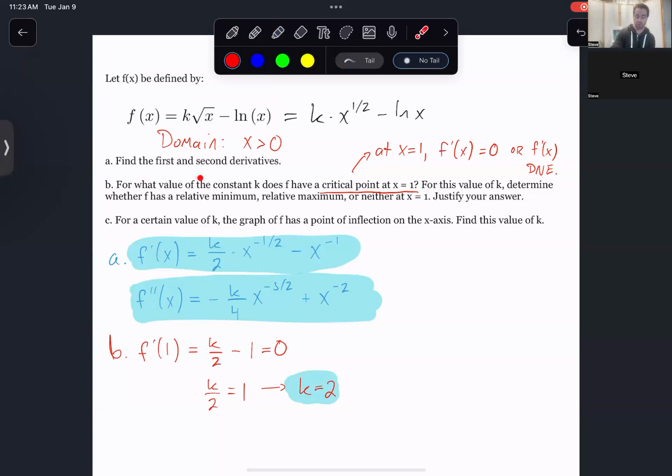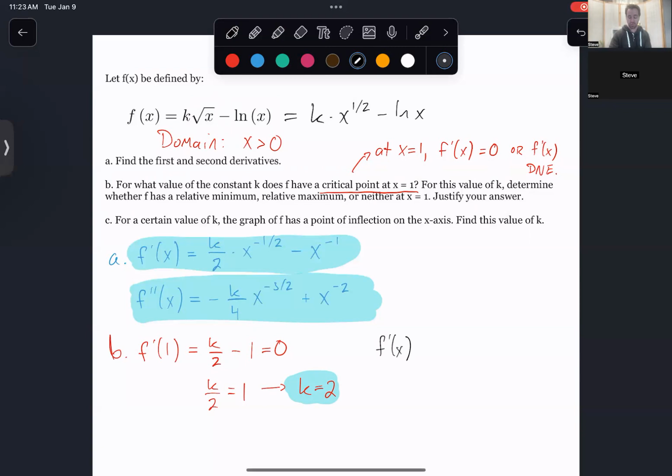So for what value of the constant k does f have a critical point at x equals 1? We found it, but there's more. For this value of k, determine whether f has a relative minimum, relative maximum, or neither at x equals 1. So this answer would get you most of the points for this.